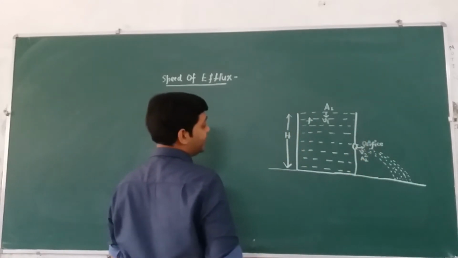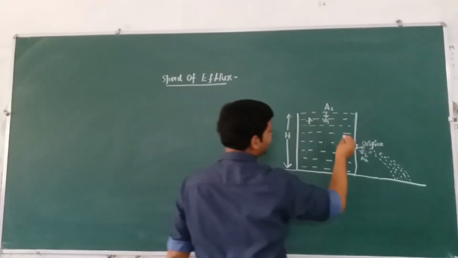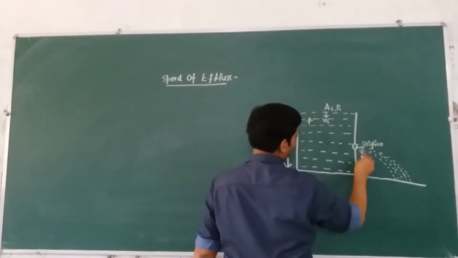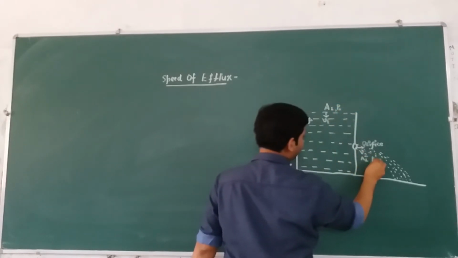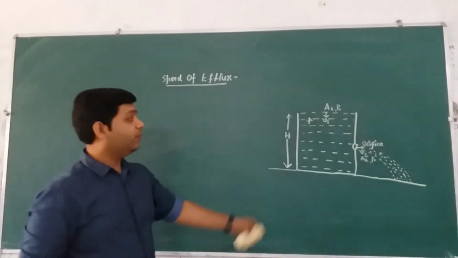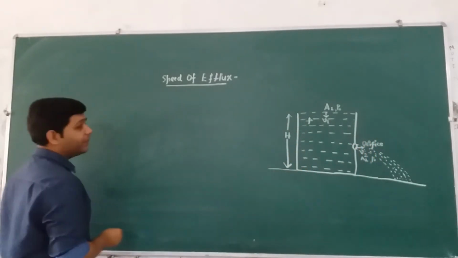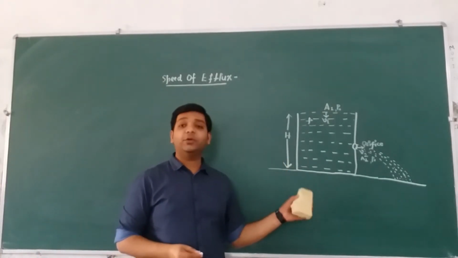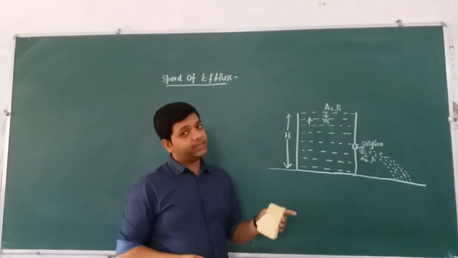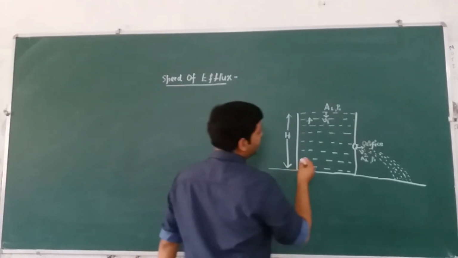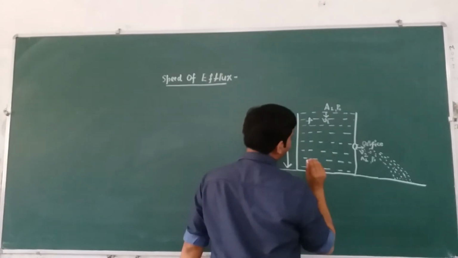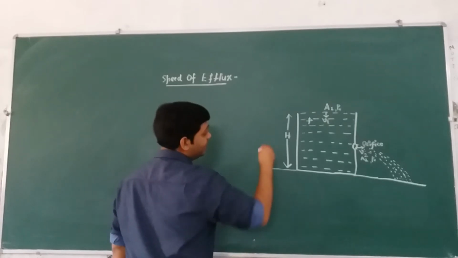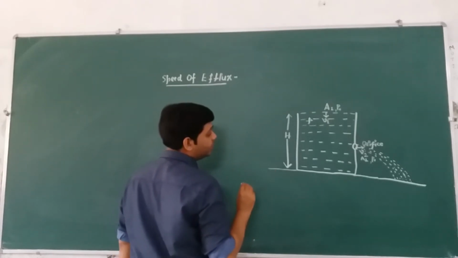What will be the pressure at these two cross-sectional areas? Because both are exposed to the atmosphere, there will be atmospheric pressure P0 here, and similarly atmospheric pressure P0 here. Now we can apply Bernoulli's theorem. By Bernoulli's theorem we know that the sum of pressure energy per unit volume, potential energy per unit volume, and kinetic energy per unit volume is constant. Because we are interested in calculating the potential energy per unit volume also, we will have to consider a reference line from where we will calculate the height of these two points.